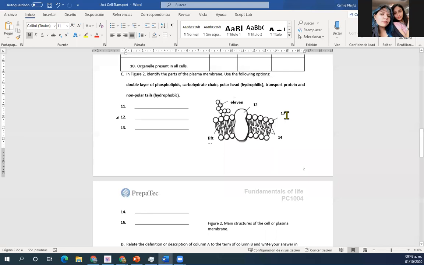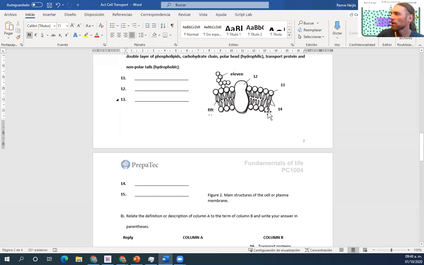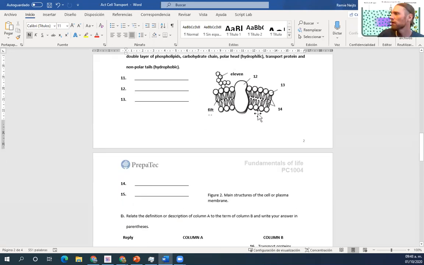Hydrophilic. Yeah, hydrophilic. The head of the phospholipid is hydrophilic because it's pointed towards the watery environment. Number 14, as a consequence, is what? Transport protein. The tail, no? Yeah, it's the tail. No, 14 is the tail. It's pointing to this part here. It's the tail indeed of the phospholipid. Okay, very good. It's a hydrophobic tail, or the non-polar tails. And then the last one, 15. What is 15?